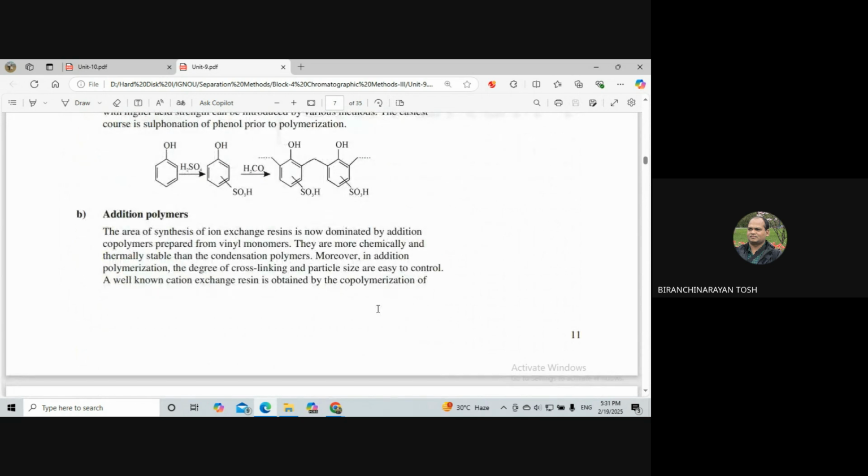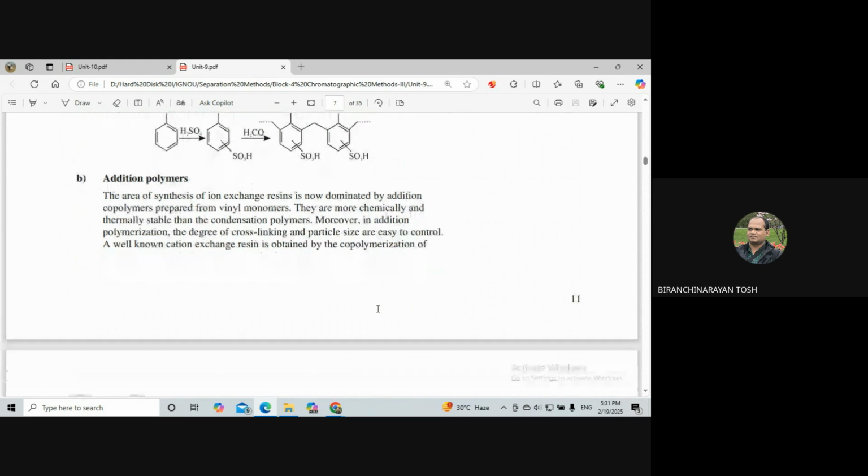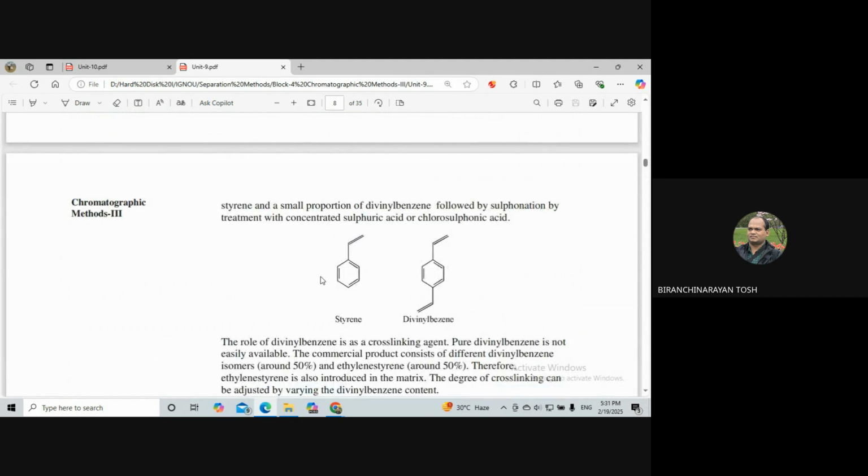Yeah, condensation polymer. Then by addition polymers. The area of synthesis of ion exchange resins is now dominated by addition copolymers prepared from vinyl monomers. They are more chemically and thermally stable than condensation polymers. Okay, styrene and here divinyl benzene we have taken. So then we'll go for addition polymerization. Moreover, in addition polymerization, the degree of cross-linking and particle size are easy to control.